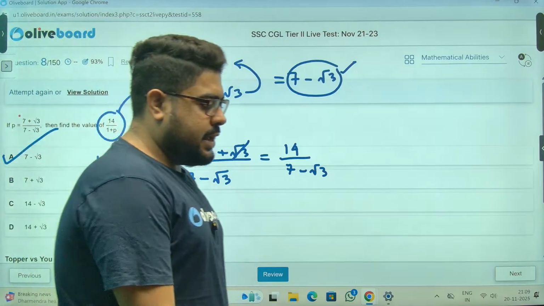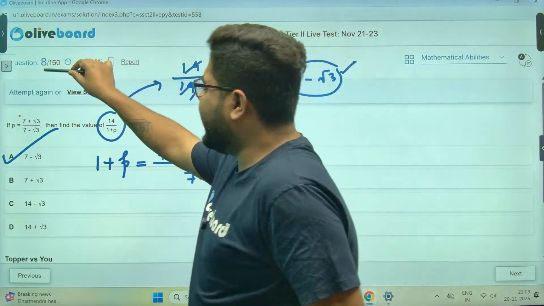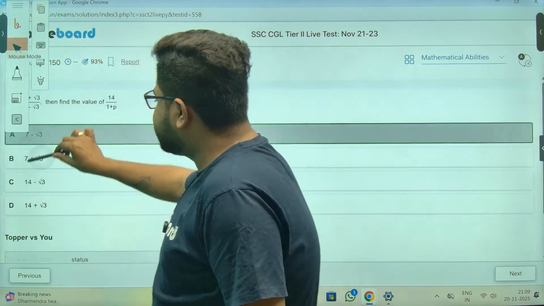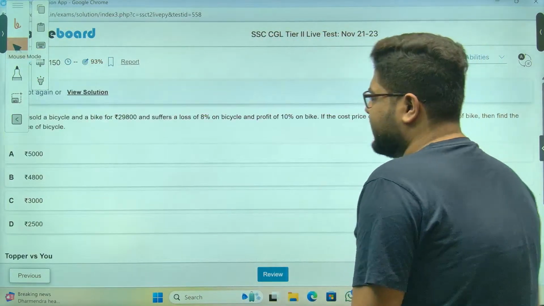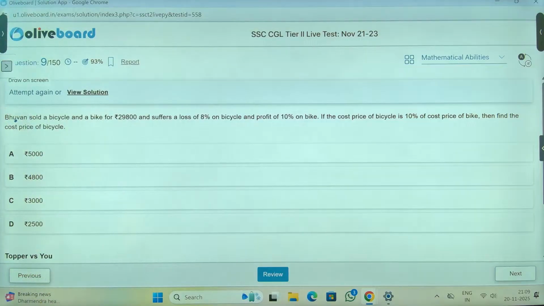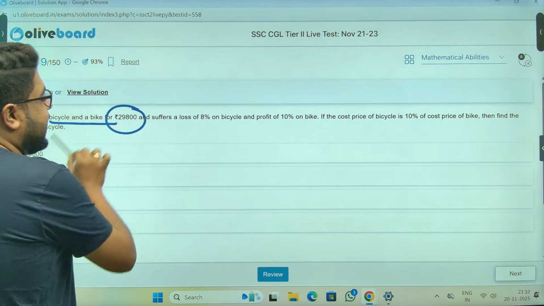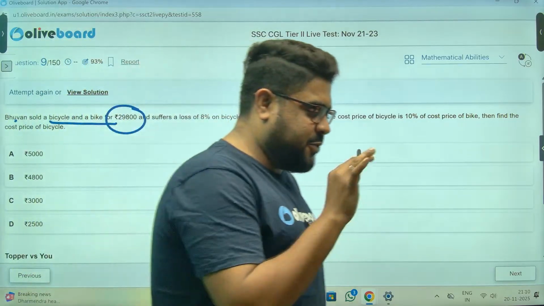Which is there in option A itself, sir. You see, that is there in option number A itself. So 120% that is my answer. Simple question, this one. Chalo, next one, sir. Next one, please. Bhuvan sold two articles, okay. SP of 2 articles is given.